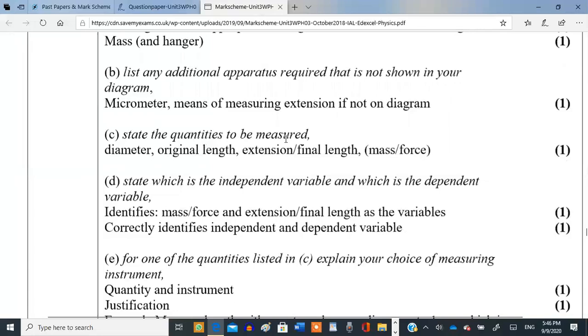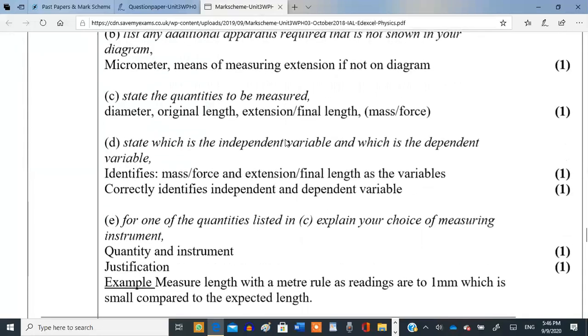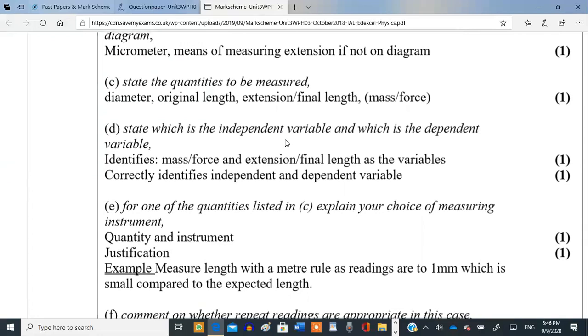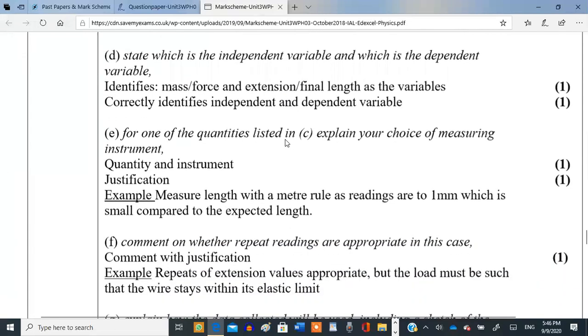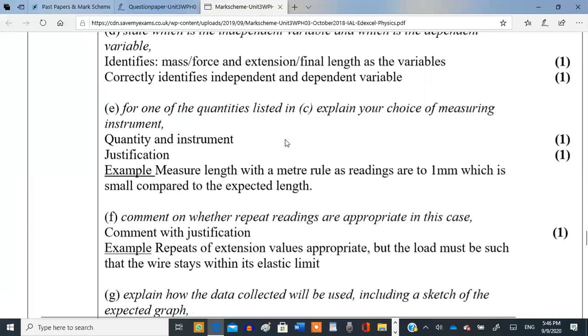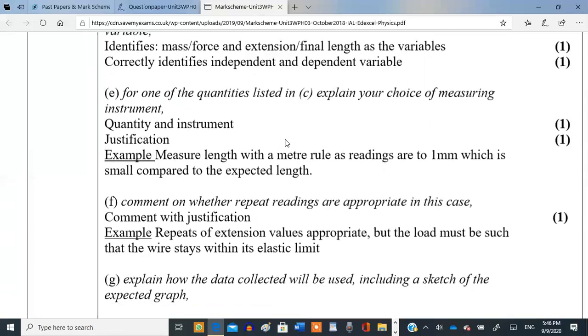Then state the quantity. So the diameter, original length. See, original length. They didn't say length, they said original length. That's a key term. Okay, original. Then extension and the mass or force. Then state which is an independent variable and dependent variable. So the variables could be the mass, the extension or the final length. Correctly identifies the independent and dependent variables. I did tell you how to identify them correctly. The one which you can change is the independent variable. The one that gets changed as a result of changing the independent variable is the dependent variable.